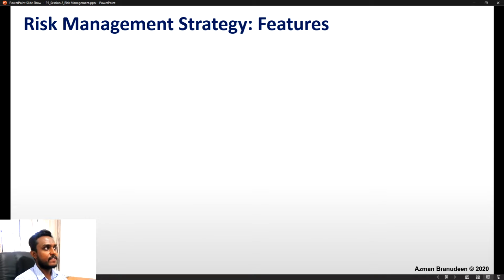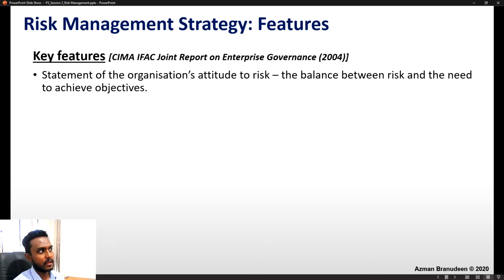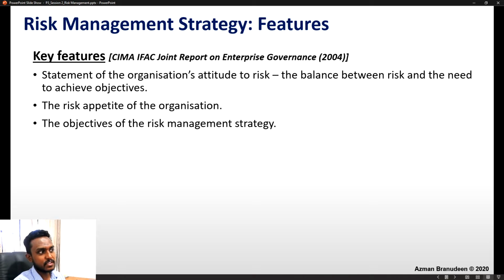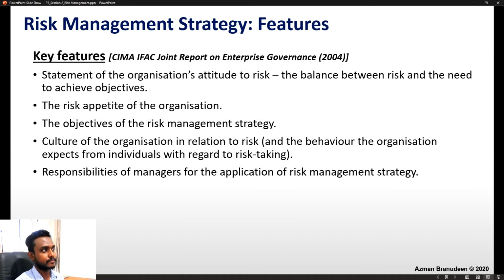Now let's take a look at the features of risk management strategy. The CIMA IFAC joint report on enterprise governance in 2004 established several key features. One, a statement of the organization's attitude to risk, that is the balance between risk and the need to achieve objectives. The risk appetite of the organization, the objectives of the risk management strategy, the culture of the organization in relation to risk, and the behavior the organization expects from individuals with regard to risk taking, and the responsibilities of managers for the application of risk management strategy.